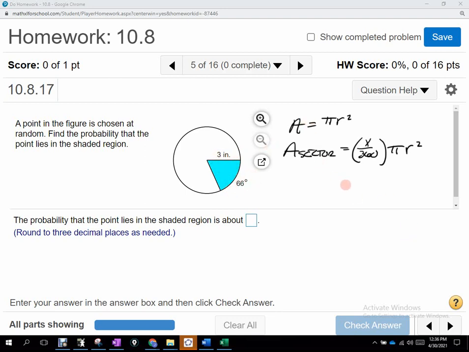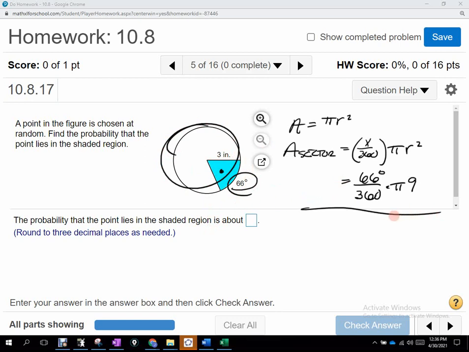So in order to do this, we're going to find the area of that sector, where x ends up being the arc measurement, so 66 degrees over 360 times pi r squared, right? R here would be 3, so that's times pi times 9. And that's fine. That would give me the area of the sector, correct? But if I want to find the probability of landing in the blue, I not only have to find the area of the sector, but I have to find the area of that circle, right? What's the area of that circle?